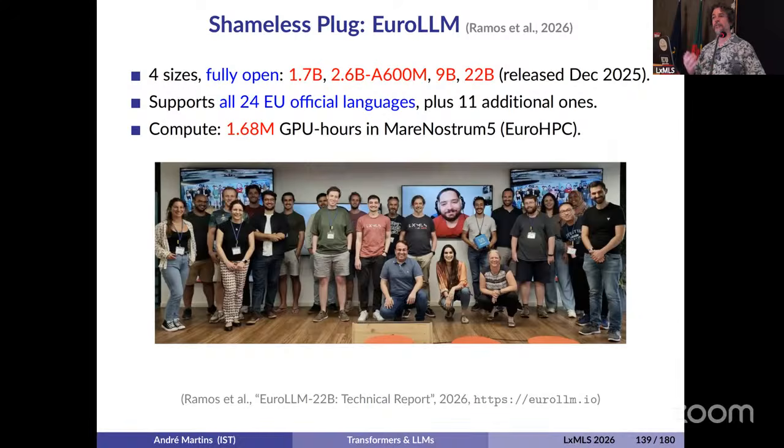because we train a generation of people that know how to produce these models that hopefully will make Europe less dependent on these technologies from everybody else.